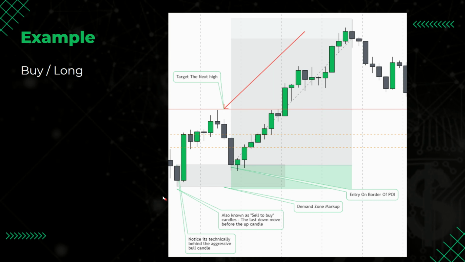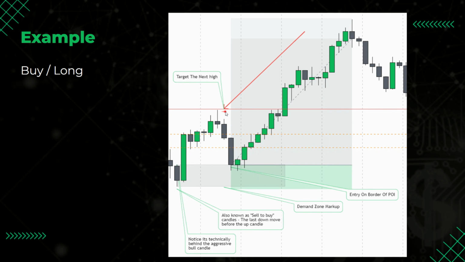So here's an example for a buy. We have a demand zone down here, the last down move before the up move that broke structure. We have our box tool drawn on here, dragged all the way out. We can then see the high and low of the POI. Our buy limit would be at the top of this demand zone, with the stop loss at the bottom of this demand zone. We can then see price triggers in and runs to create a new high.